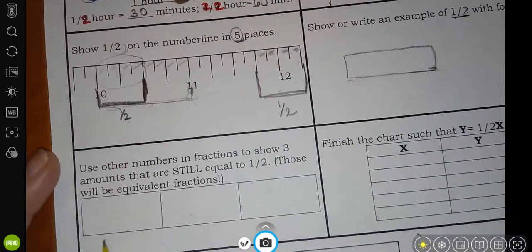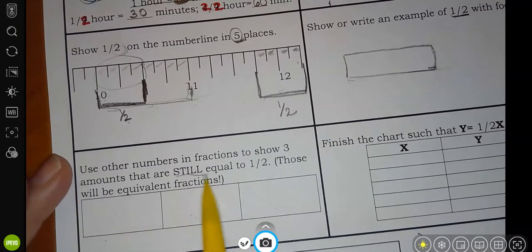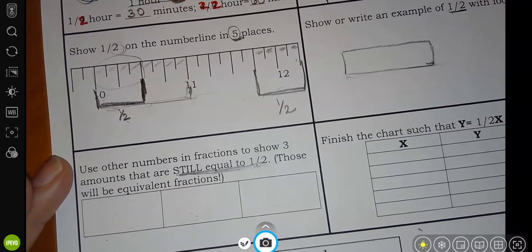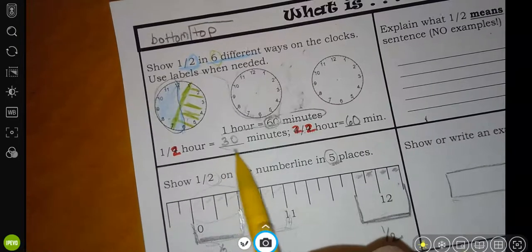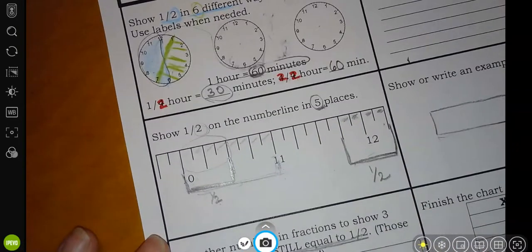In these 3 boxes, you need to simply show 3 amounts that are still equal to 1/2. I'll give you a hint. 30 minutes out of 60 minutes.